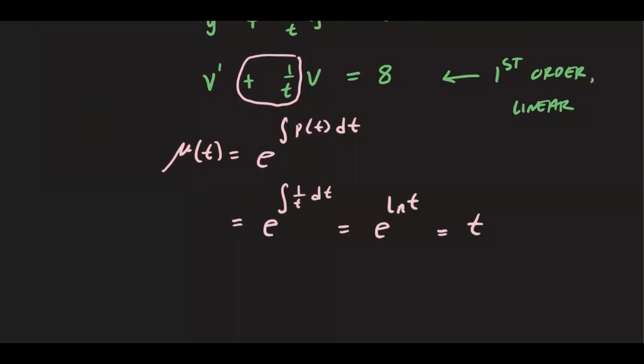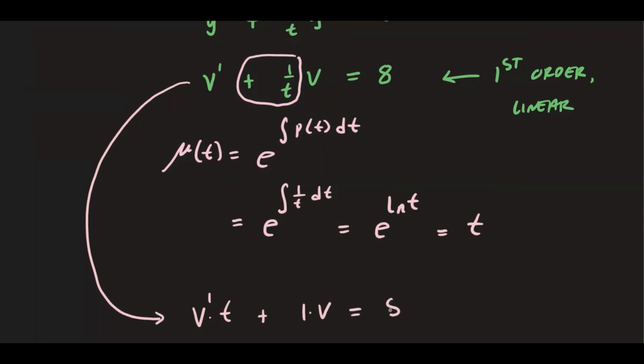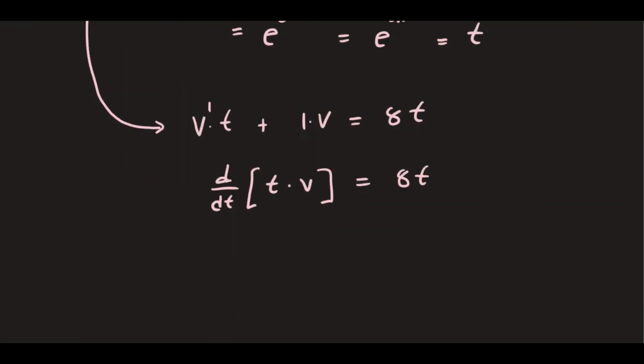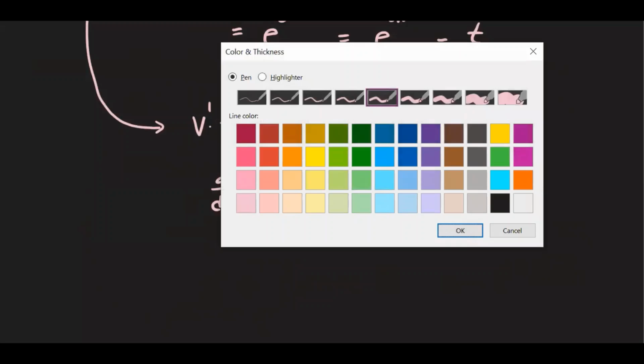So now we take our differential equation and multiply both sides by mu. So we have v prime times t plus, so 1 over t times t, that's just 1, times v is equal to 8t. Now keep in mind that the left-hand side is actually the derivative of the function mu times v, which is t times v. And the right-hand side is just 8t. So that's something you want to keep in mind. And now from here, we go ahead and integrate both sides.